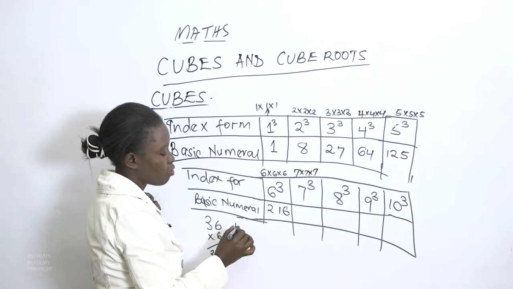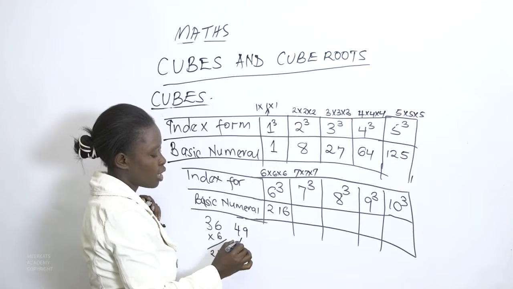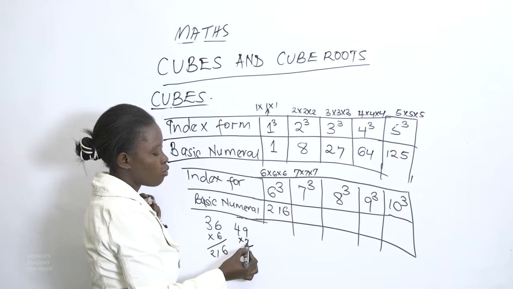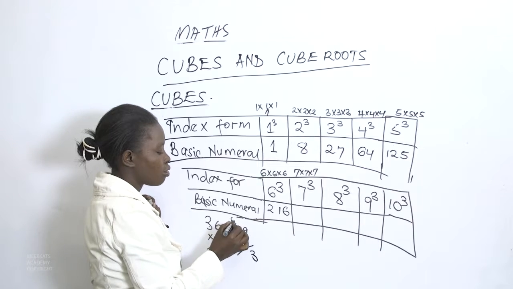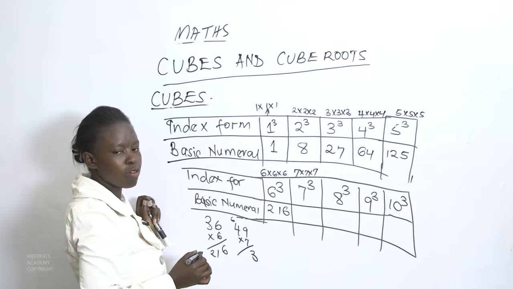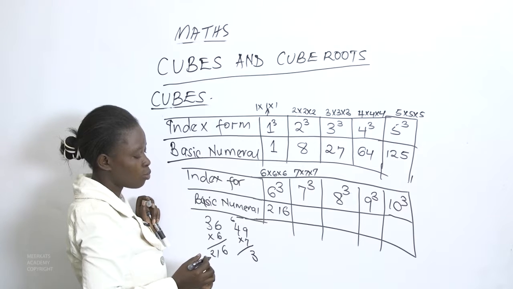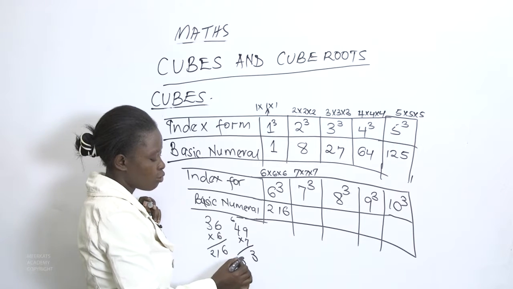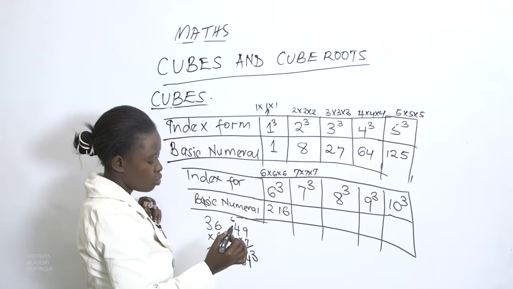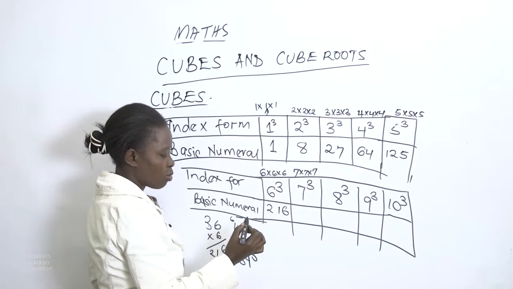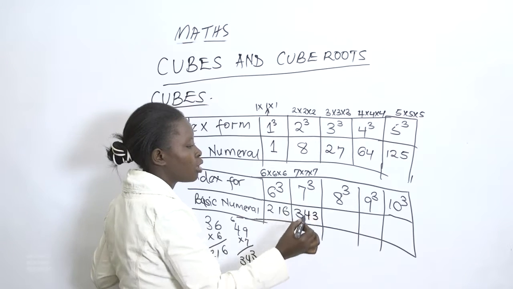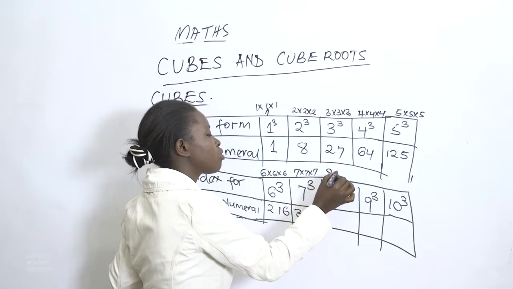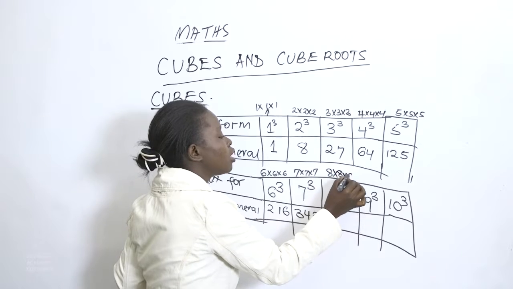7 cubed simply means 7 times 7 times 7. So 7 times 7 is 49. 49 times 7, we will have 7 times 9, that is 63. So write 3, carry 6. 7 times 4 is 28. 28 plus 6 is 34. So 7 cubed is 343.